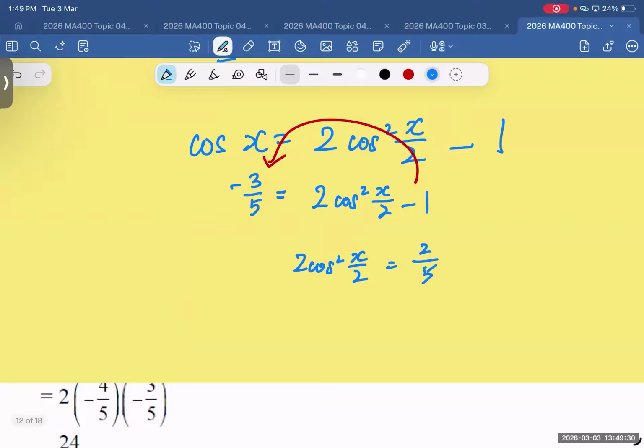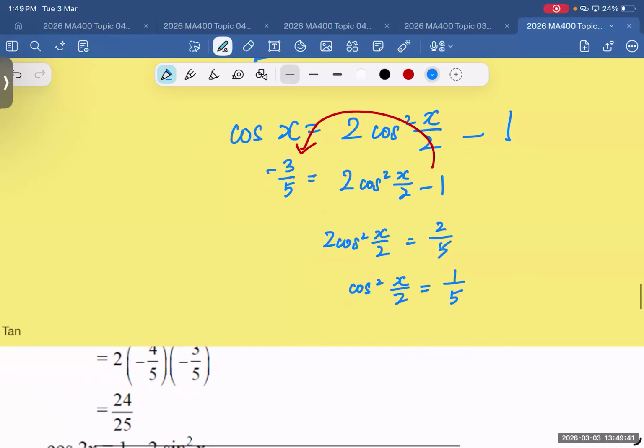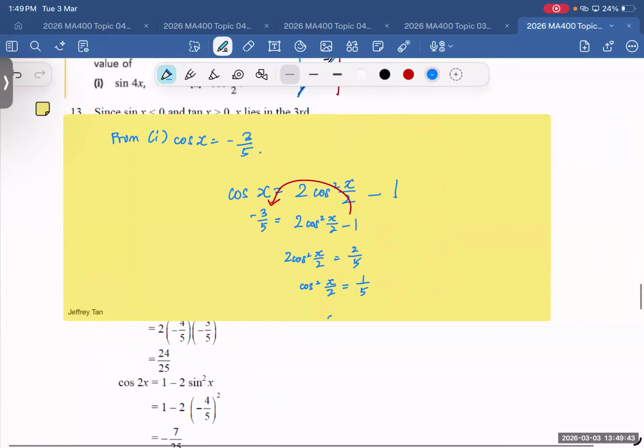Cosine square is 1 over 5. Is it okay? Now, what is cosine x over 2 then? It will probably be plus minus 1 over square root of 5.